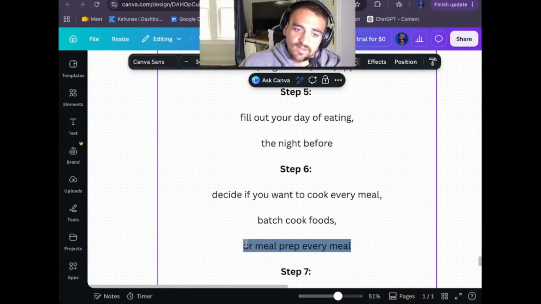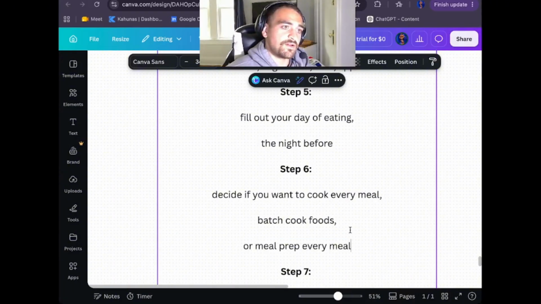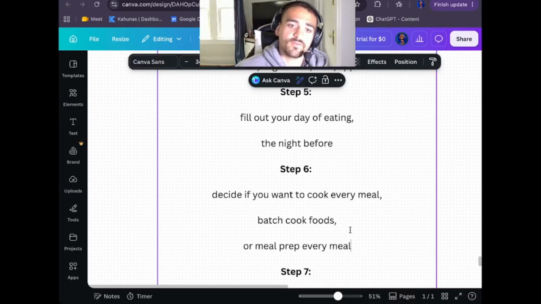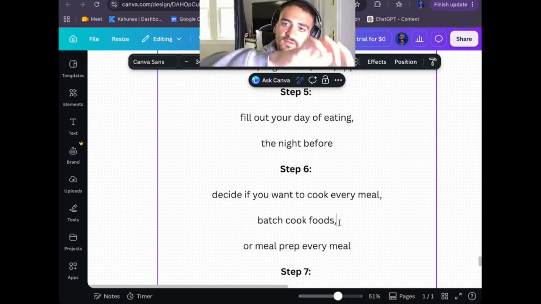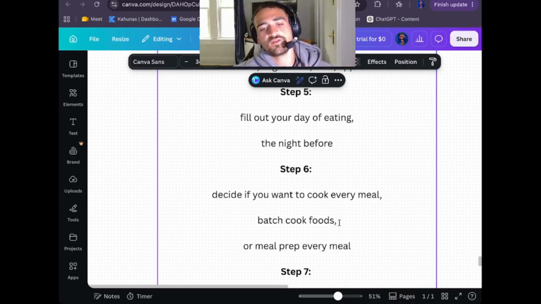So this would entail cooking all your foods, measuring everything out, and putting them all into containers. And then when you want to eat, you literally just pick up the container and throw it in the microwave, and that's very, very simple. I like the middle ground, batch cooking, and then creating your plate with the separate pots of the separate carb sources and the protein sources that are already in the fridge.